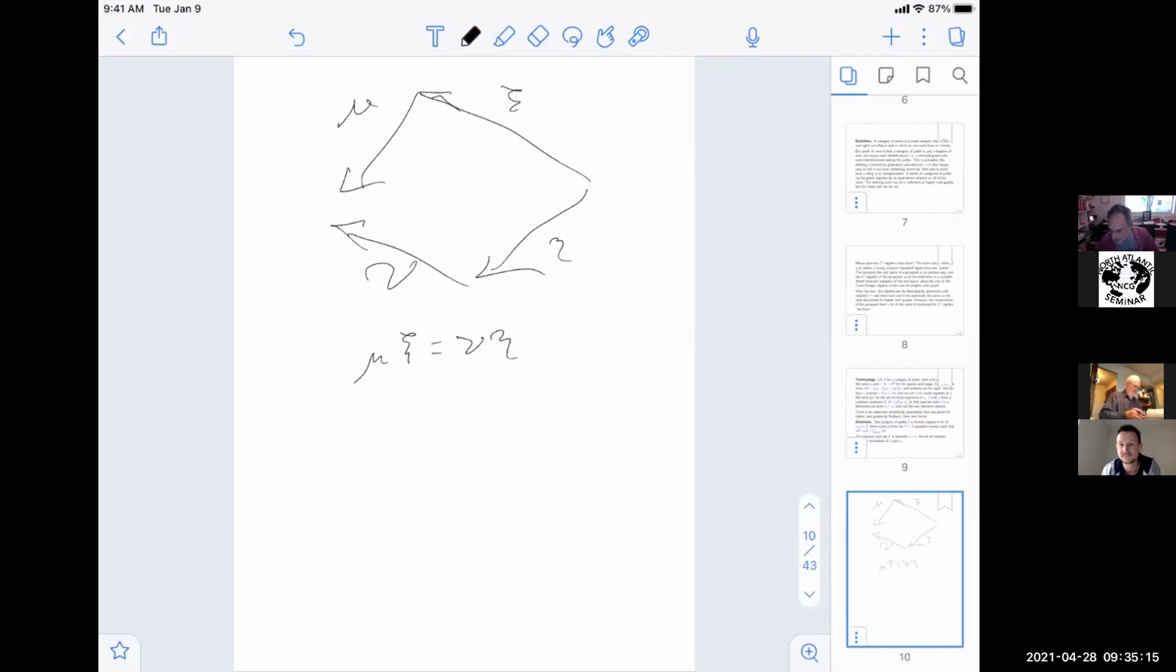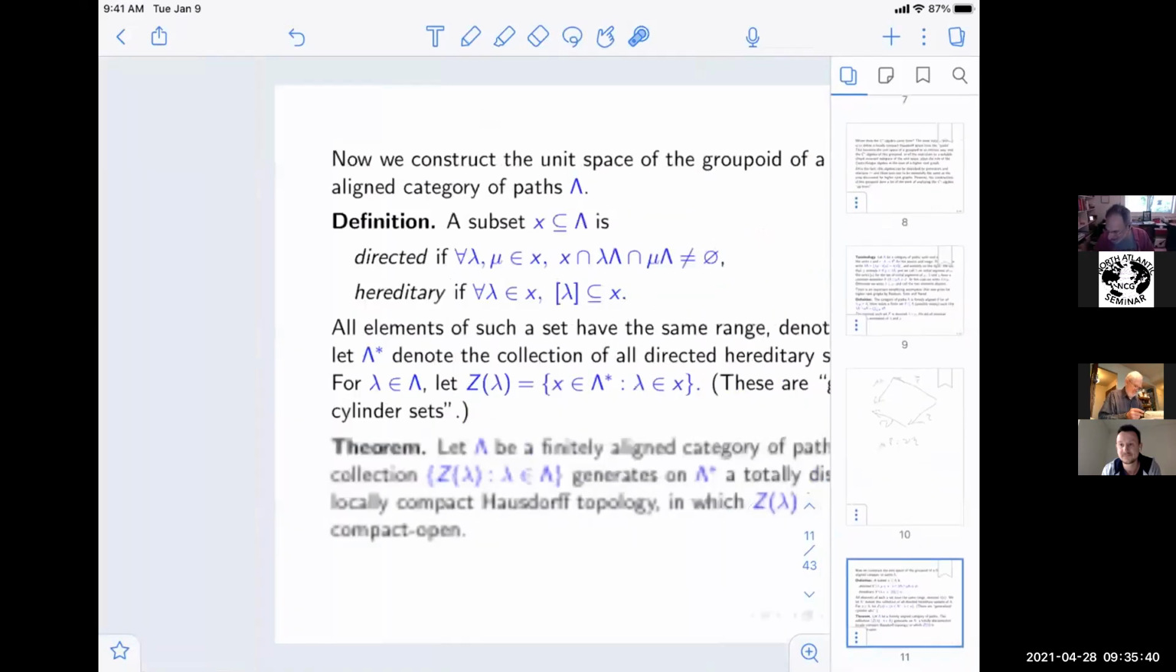So these are four distinct paths possibly, and it's only when you do this composition that you get the equality here. So this path is the common extension of mu and nu. Okay. Thank you so much. This really helped me. You're welcome. I never quite know what's going to be the right thing to put down. Let's get rid of this.